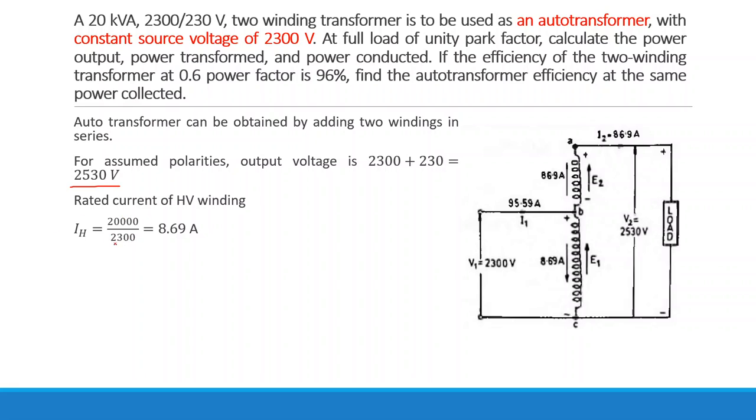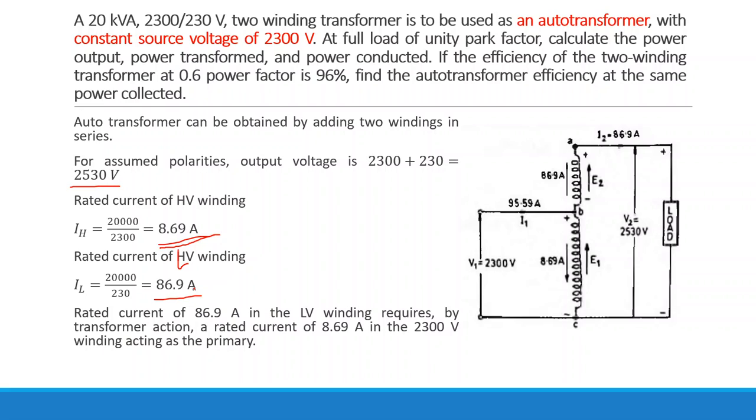So what was the voltage? 2300 was the voltage, 20 kVA was your power. So it will give you 8.69 ampere. So the 8.69 ampere is the current in your primary winding. Okay, here it should be LV, not HV. So the rated current in the LV winding, in the same way you can calculate, will come around 86.9 ampere. You have to divide by the voltage across the secondary winding, that is 230 volt. So it will give you 86.9 ampere. So it is quite clear that 86.9 ampere is going to flow in this LV winding, and in the HV winding 8.69 ampere is going to flow. So that is very clear to us.